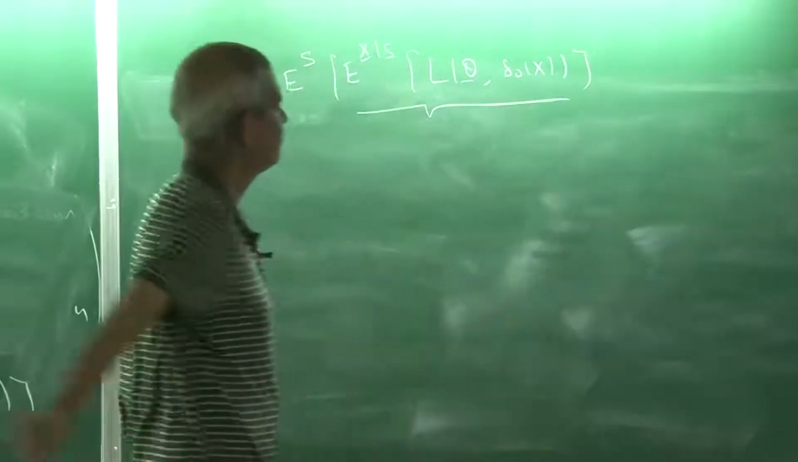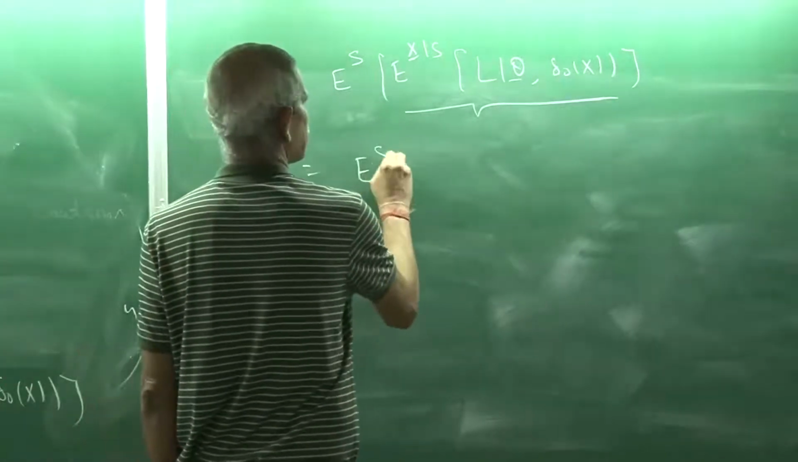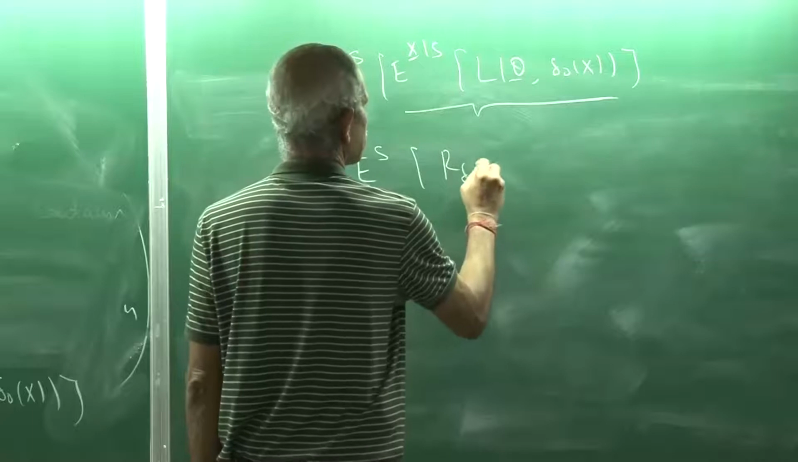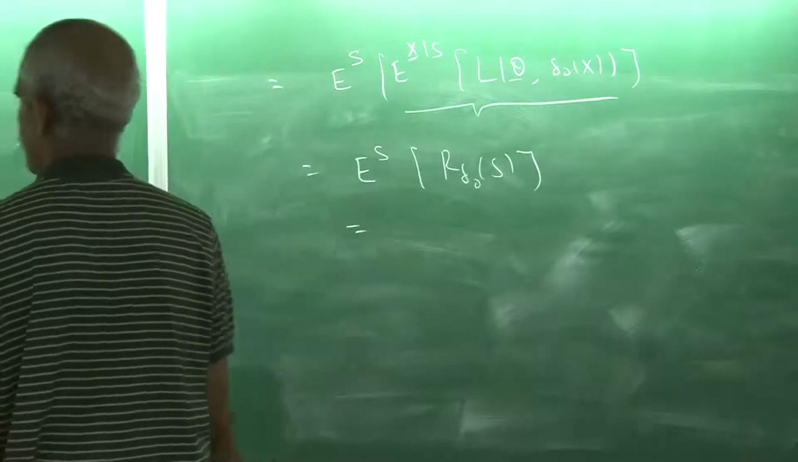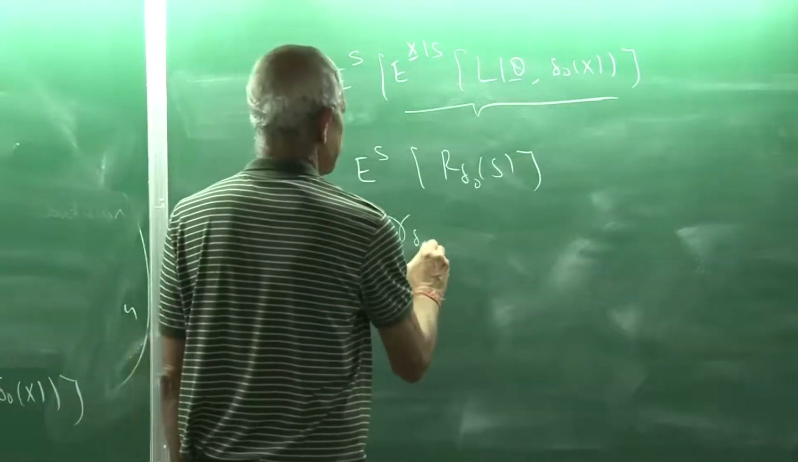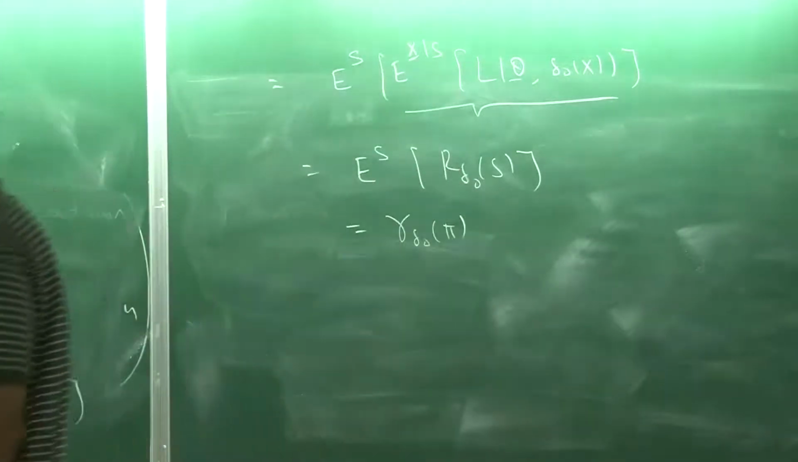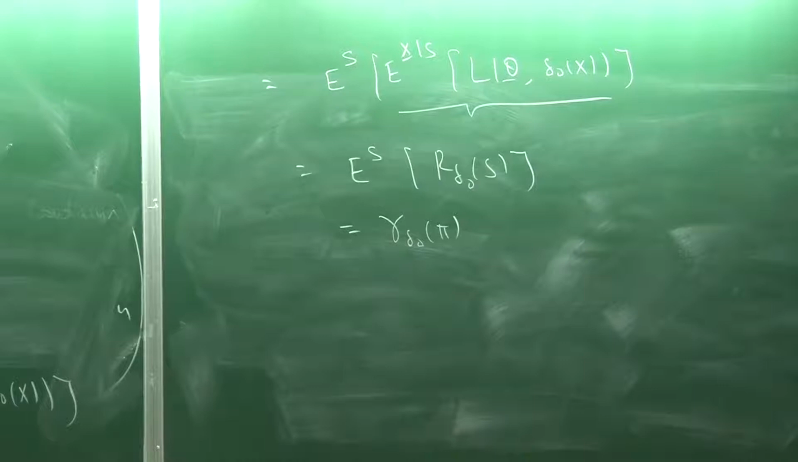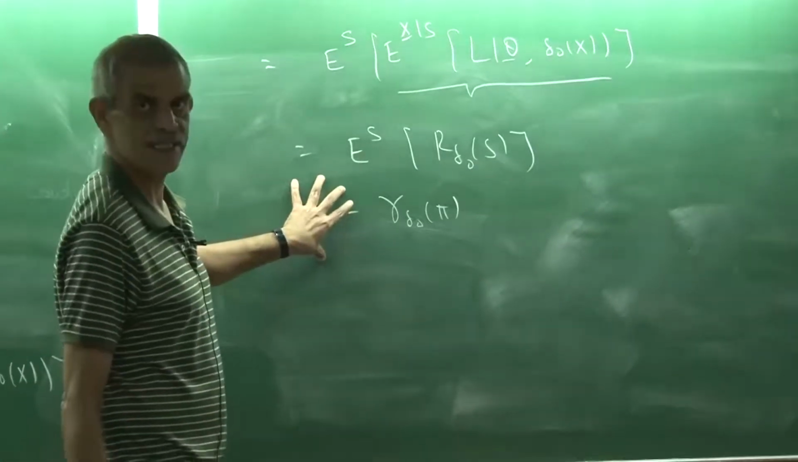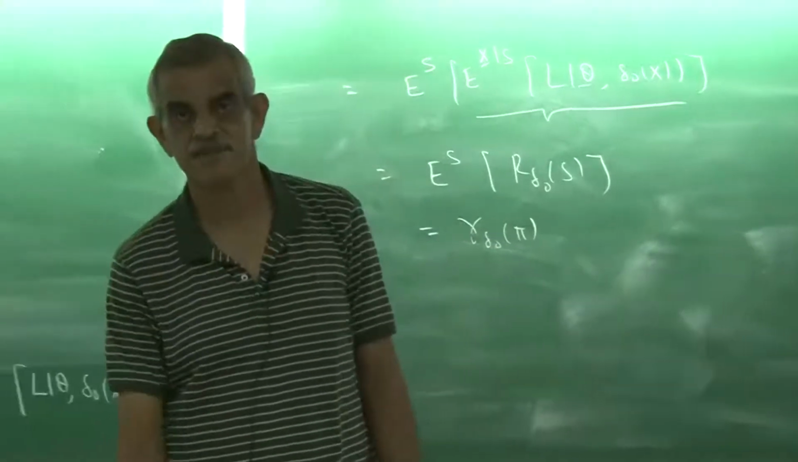But what is this quantity? This is your frequentist risk of delta naught, which is nothing but R delta naught pi. So what have you shown? You took an arbitrary estimator delta, you considered its Bayes risk, and you saw that that is always greater than or equal to the Bayes risk of delta naught. So this means delta naught is Bayes.